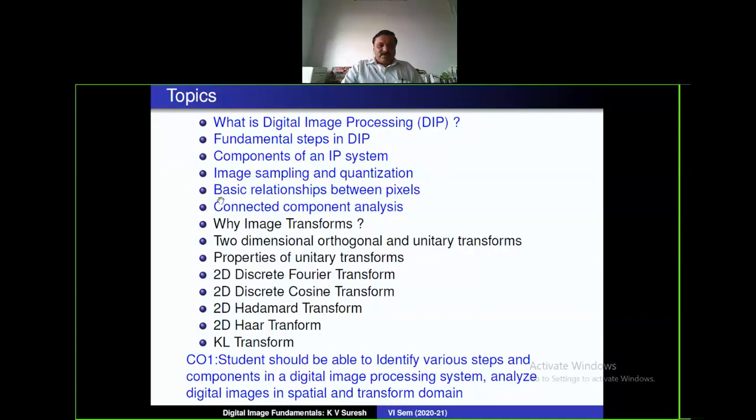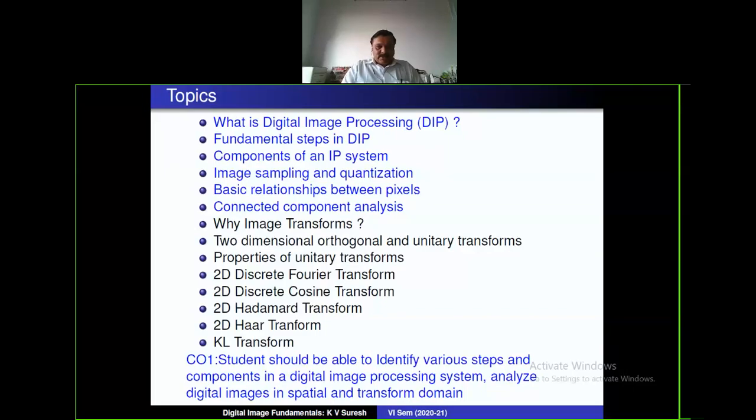The first few classes will be discussing, first of all, what is digital image processing, what are the fundamental steps and the components that we use in an image processing system, and the concept of sampling and quantization in images. Once we sample and quantize, we get pixels, and we will understand something more about pixels in terms of their relationships. Then how we can do connected component analysis. So this is one part of Unit 1.